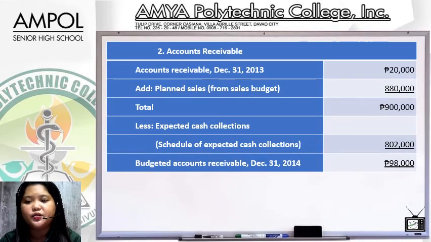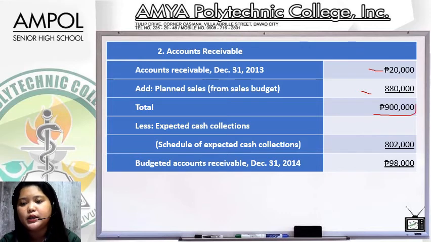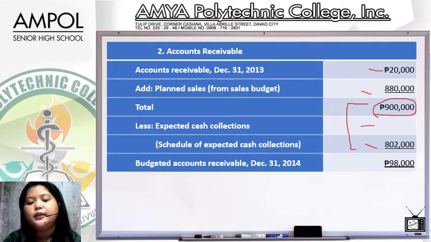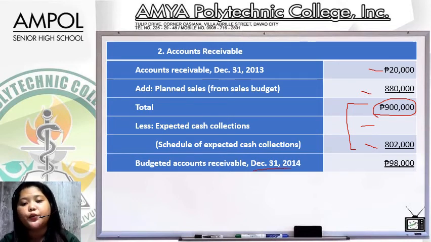Here is the continuation. So accounts receivable. The accounts receivable for December 31, 2013 is 20,000 pesos. So the additional planned sales from the sales budget is 880,000. So the total is 900,000. Expected cash collections is 802,000. So when we subtract from the total the less, this one that we are going to subtract, the budgeted accounts receivable for December 31, 2014 is only 98,000.